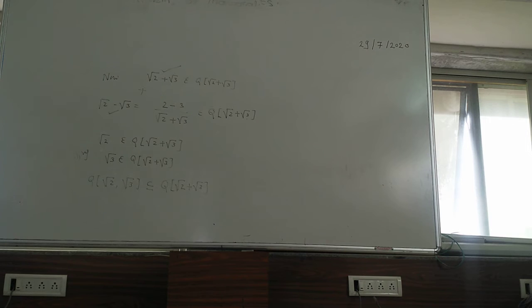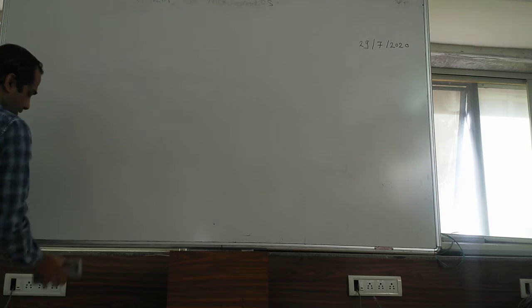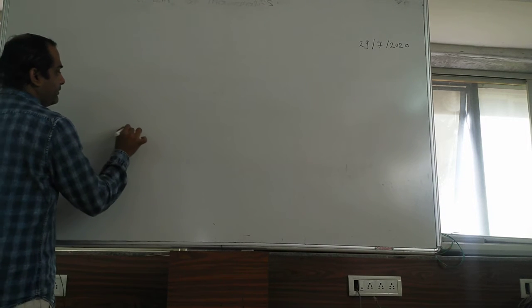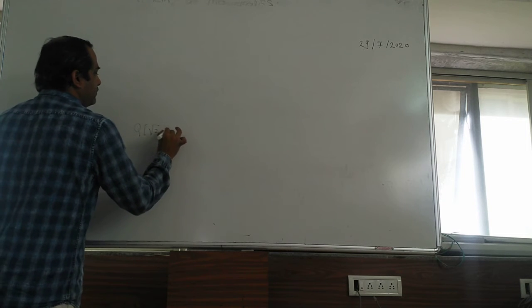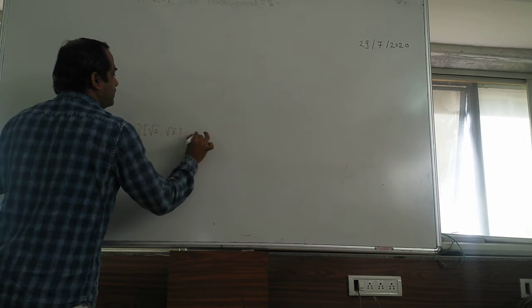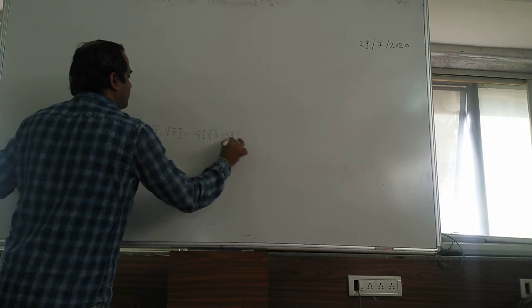So A is a subset of B, and B is a subset of A, which means both sets are equal. So this is important. We have Q of root 2, root 3 is equal to Q of root 2 plus root 3.